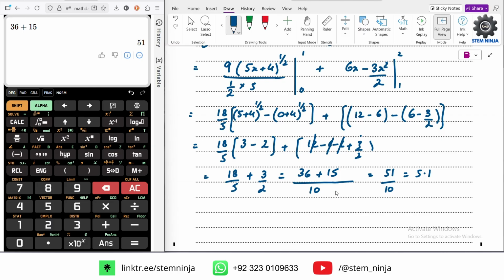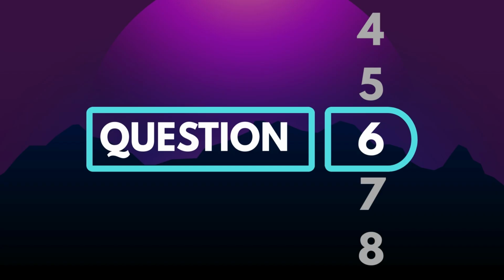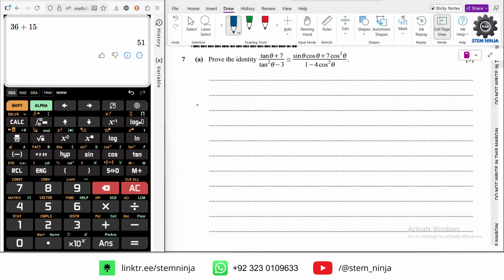Okay, so let's move on to the next question. Question number 7. Prove the identity (tan theta plus 7) divided by (tan squared theta minus 3) is identical to (sin theta cos theta plus 7 cos squared theta) over something.